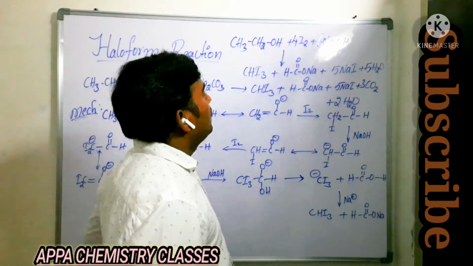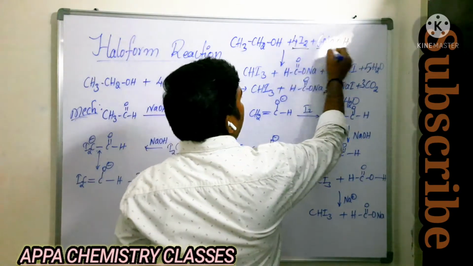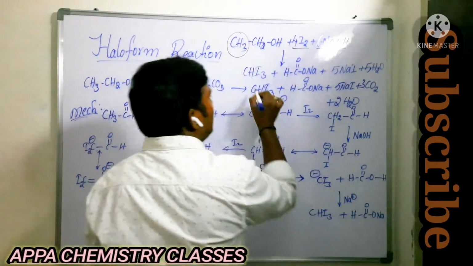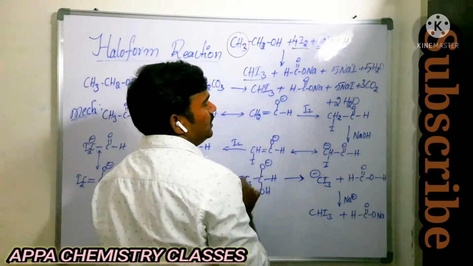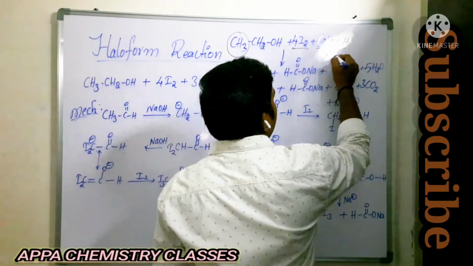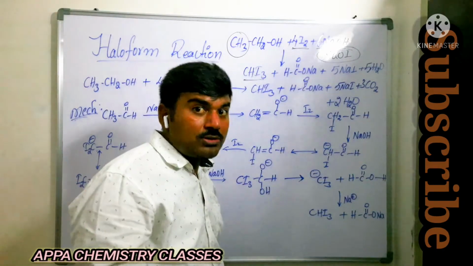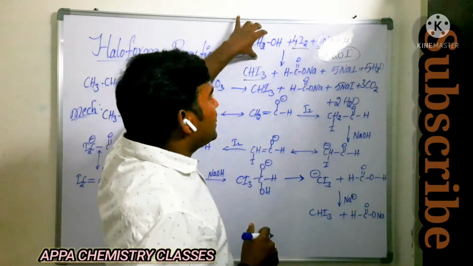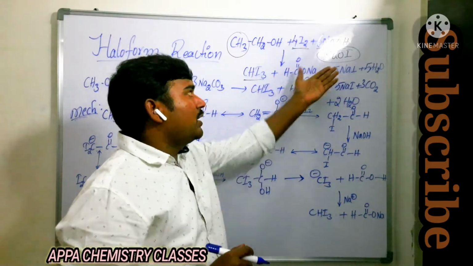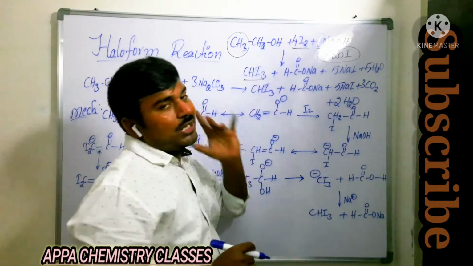We will discuss here. This alcohol reacts with 4 moles of iodine in presence of sodium hydroxide. Then what happens? This methyl group, CH3 group, is completely oxidized to CHI3. Here, iodine when it reacts with sodium hydroxide forms sodium hypoiodide. The sodium hypoiodide will act as a strong oxidizing agent which oxidizes primary alcohol to aldehydes. That aldehyde on further reaction with iodine will give iodoform, a yellow crystalline solid.